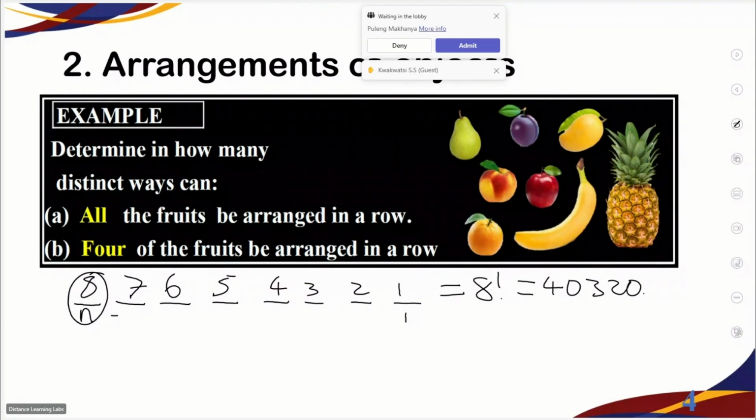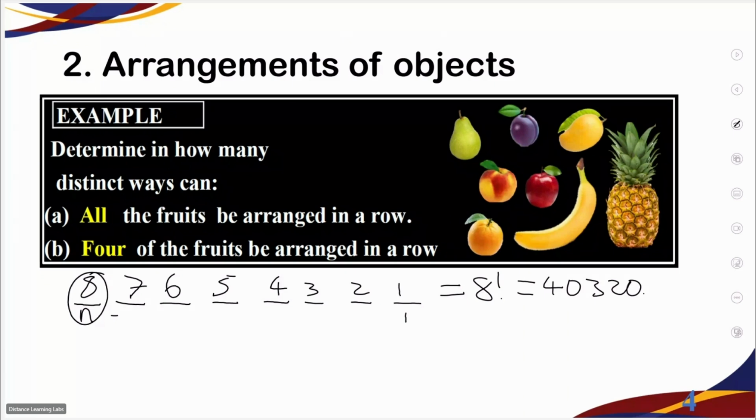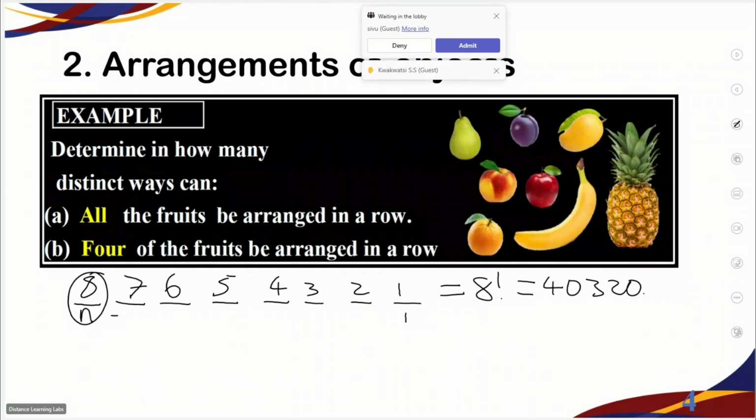Let's check the second example that we have. The second example says: determine how many distinct ways 4 of the fruits can be arranged in a row. We no longer arrange all of them in a row, where now we have 8 fruits. In the second example, we are only arranging 4 in a row. 4 fruits in a row.